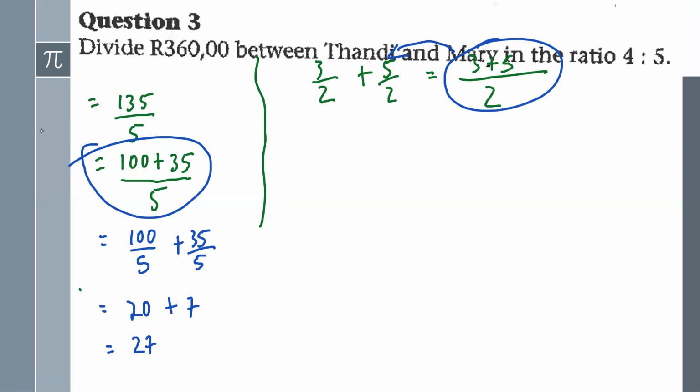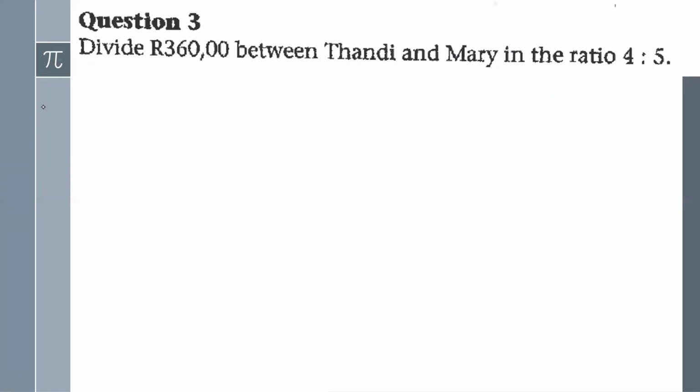All right, let us move on and try this ratio problem. It is one of the common ones. Again, divide 360 between Tandy and Mary in the ratio 4:5. So what is happening here? That means Tandy is sharing the money with Mary, and we can assume this is how they're sharing the money.